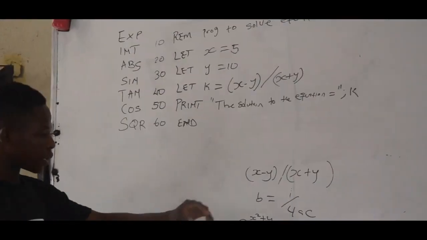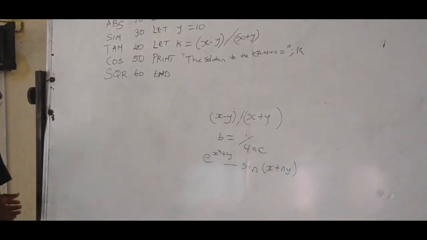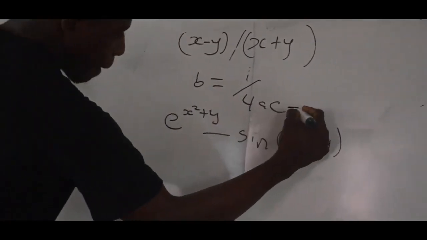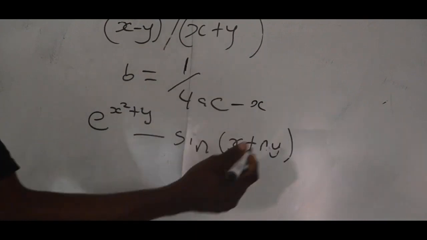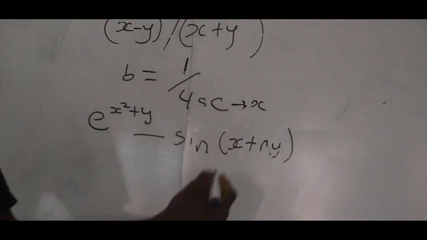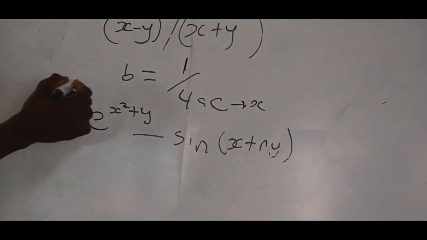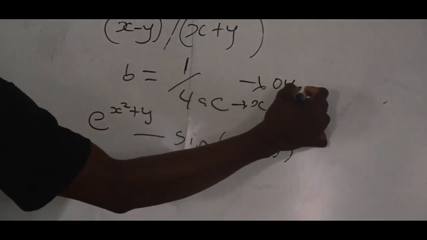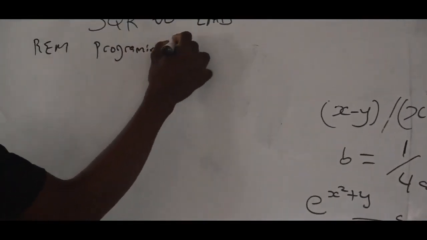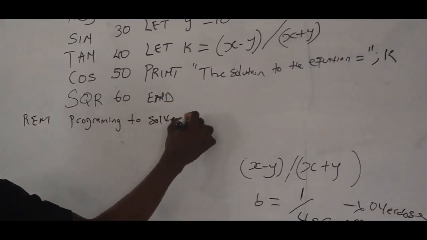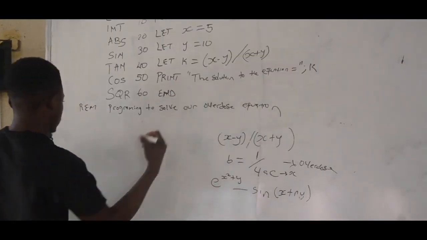So now, let's deal with this second equation. Now we have the second equation as b equals 1 over 4ac. So this 4ac, you can represent with x. Yes, you can represent this, and this one, you can just leave the 1. You don't need to represent it with anything. So now, writing the BASIC program for this, we start with REM. Let's call it the overdose equation. So REM, programming to solve our overdose equation.